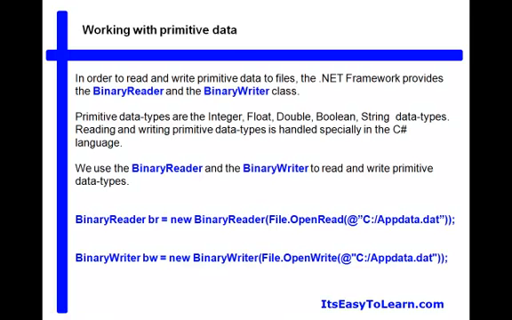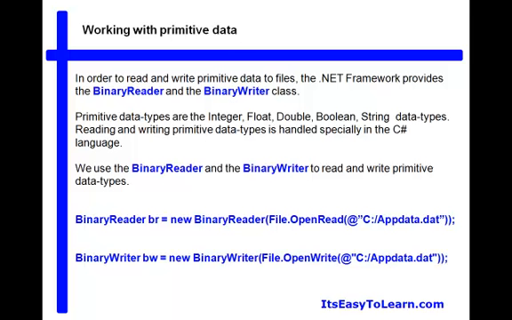Now we go to primitive data IO. In order to read and write primitive data to files, we use the binary reader and the binary writer. Primitive data types are the integer, float, double, boolean, string data types. Primitive data types IO is handled specially in C#. Okay, so before we come to that, let's see how to create a binary reader and a binary writer.